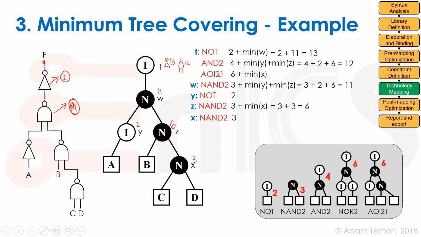Finally, we can look and see what would happen if we would put an AOI that would cover all of these guys. And we see that the AOI costs 6 plus the minimum of X, which is 3.